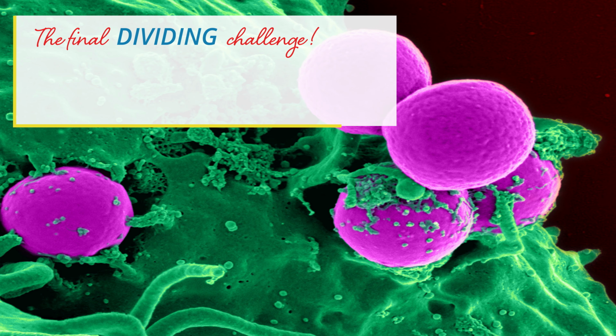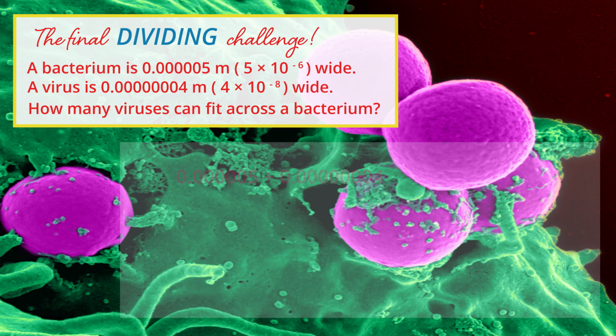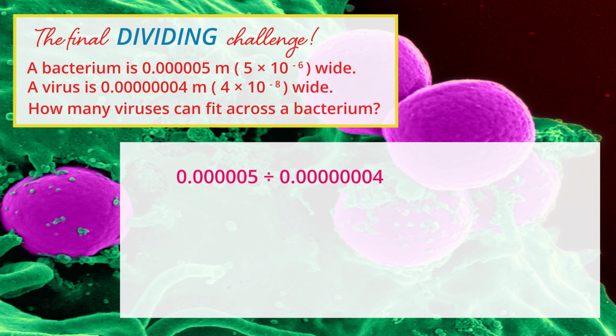Here is the final dividing challenge. A bacterium is 5 multiplied by 10 to the exponent of -6 metres wide. A virus is only 4 multiplied by 10 to the exponent of -8 metres wide. How many viruses can fit across a bacterium? First, we'll divide these using ordinary numbers. That's 0.000005 divided by 0.0000004. That's approximately 125 viruses that can fit across a bacterium.